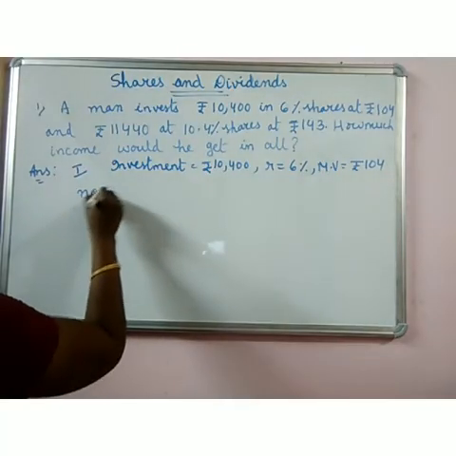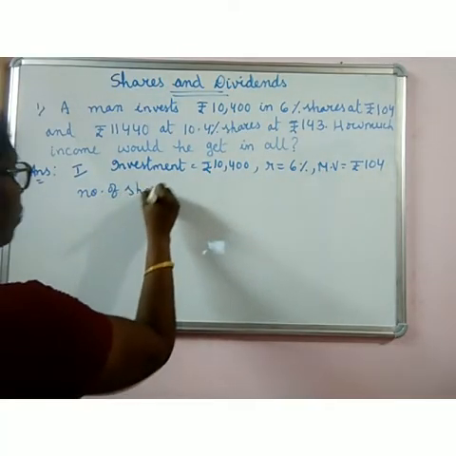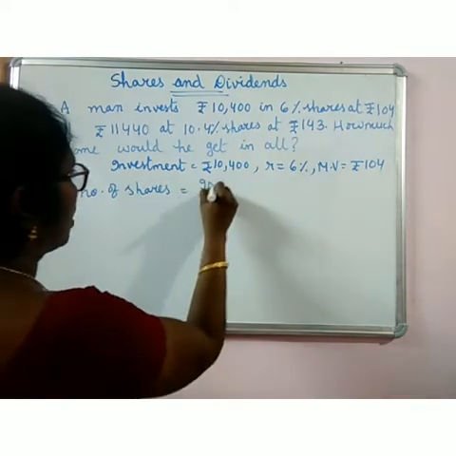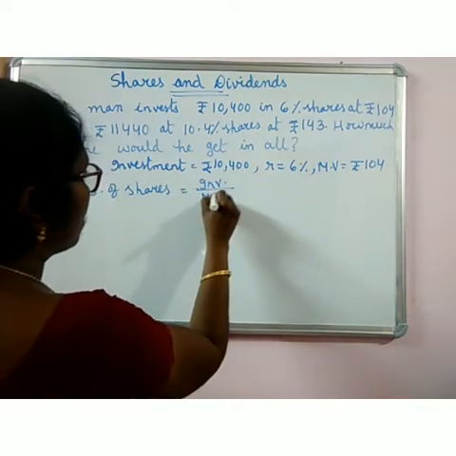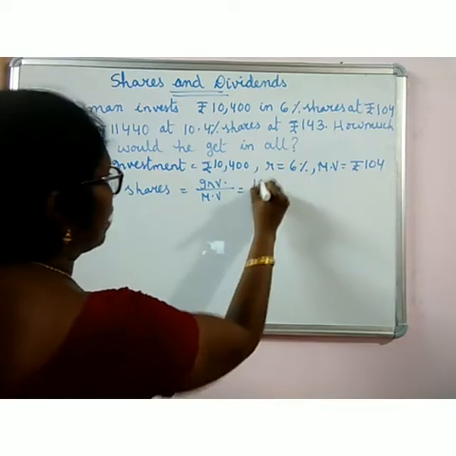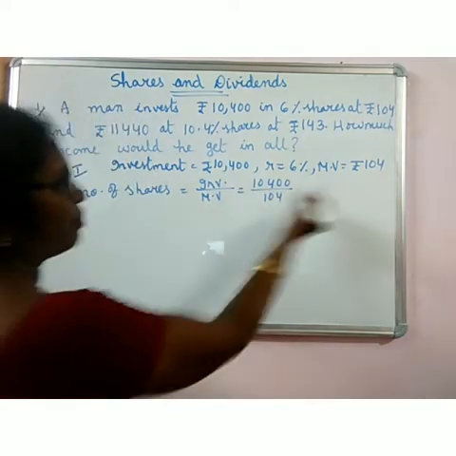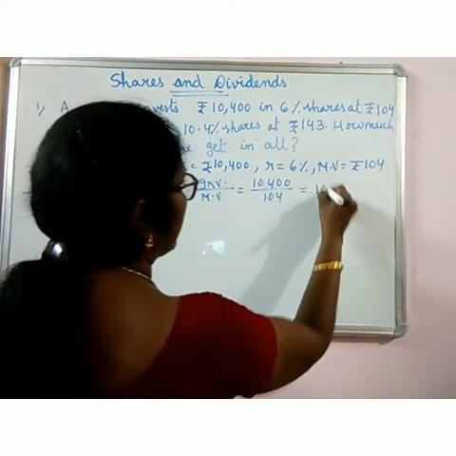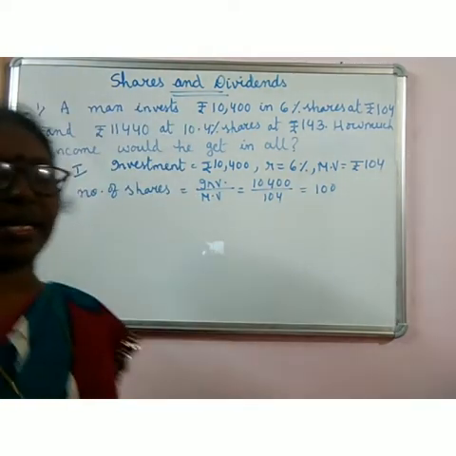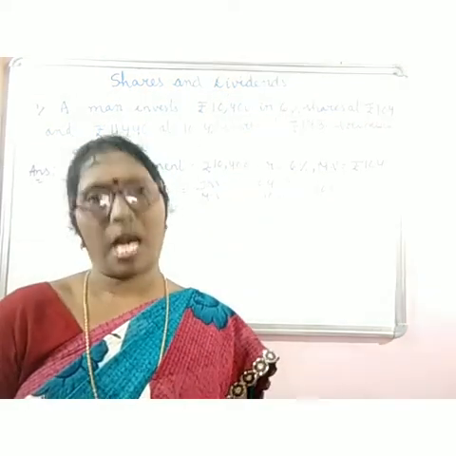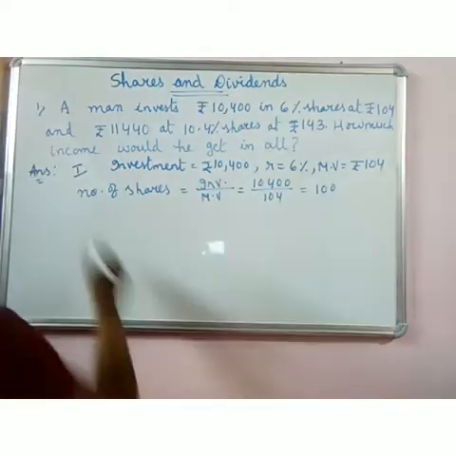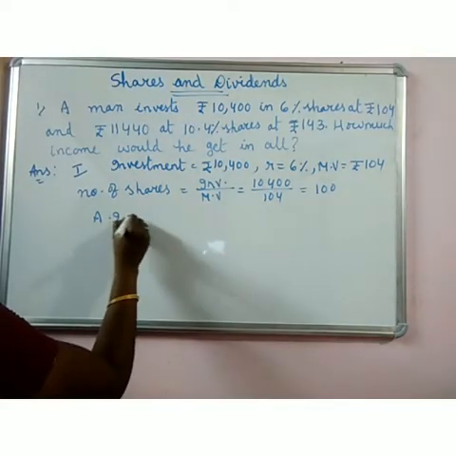So in the first case, number of shares equals, you know the formula, investment by market value of a share. Investment is 10,400 by 104 market value. So 100 shares. So in the first case, number of shares is 100. Now let us find the annual income in the first case.